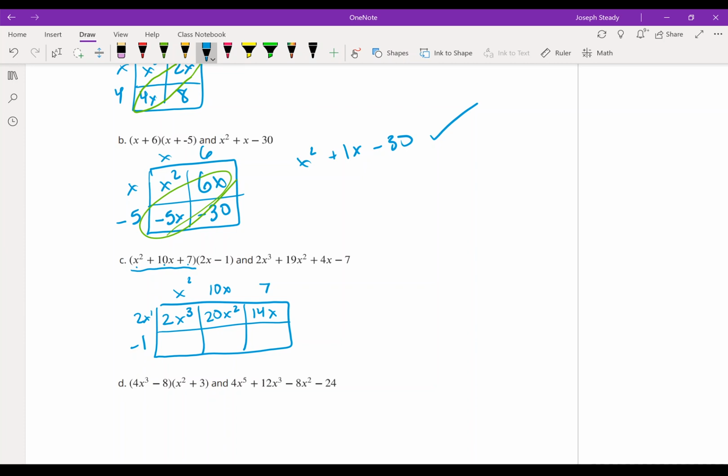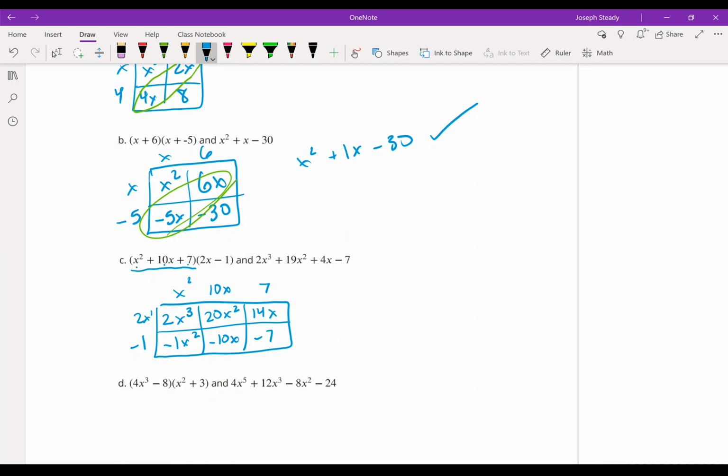Now we go ahead and do negative 1 times each of these pieces. So negative 1 times x squared is negative 1x squared. Negative 1 times 10x is negative 10x. Negative 1 times 7 is negative 7. So we got a bunch of pieces here.